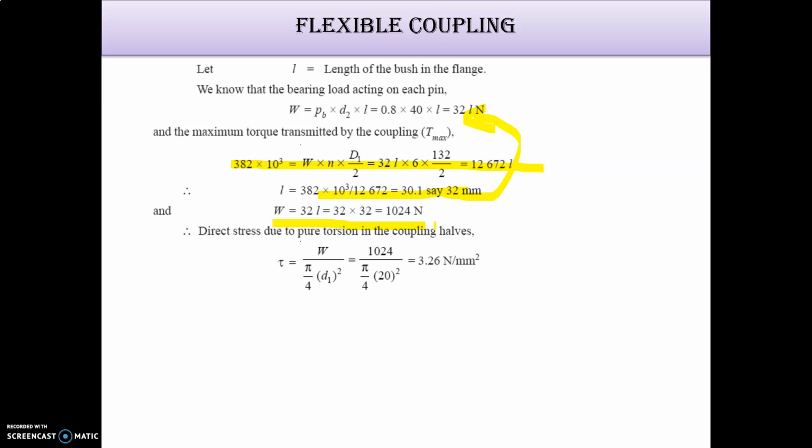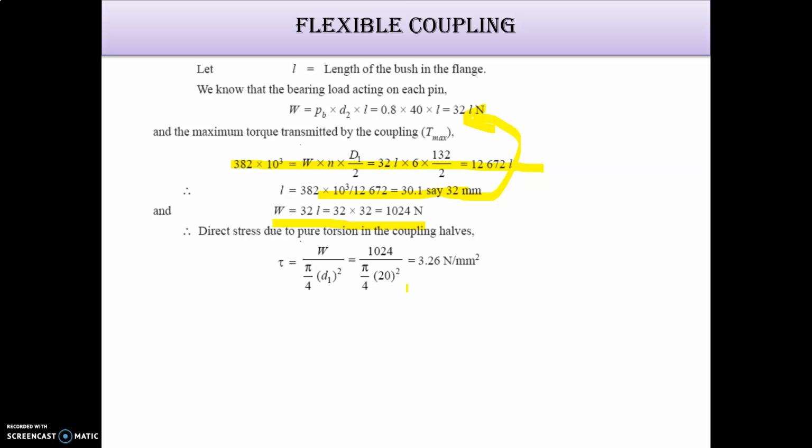Now the direct shear stress due to pure torsion in the coupling is what? Tau is equal to W by pi by 4 d1 square. So in this way, in coupling, just remember we need to find out the torque first, then design of hub and all these things. But here in bush pin coupling, first we need to design a bush and pin. After that only you are going to shift to the other part. So first we find out the torque, and after that we are designing for the pin now. So we find out the load.